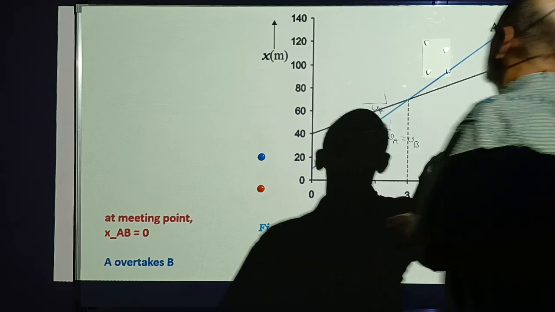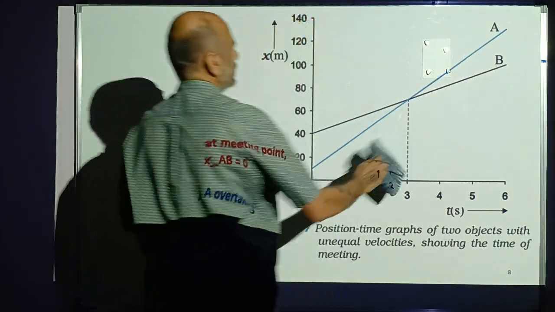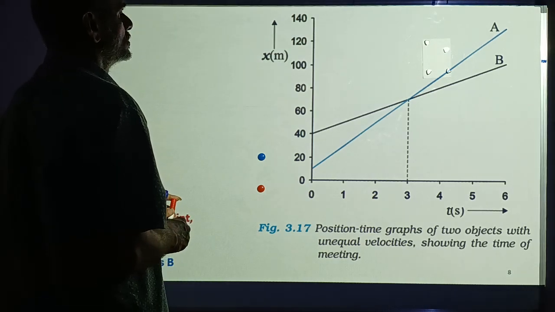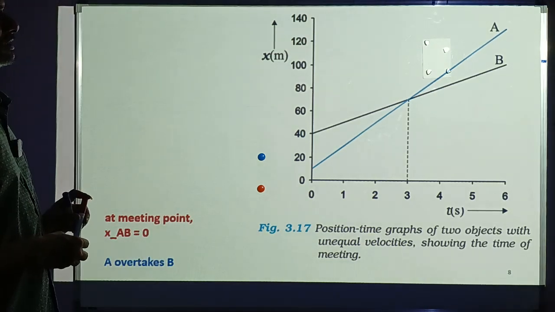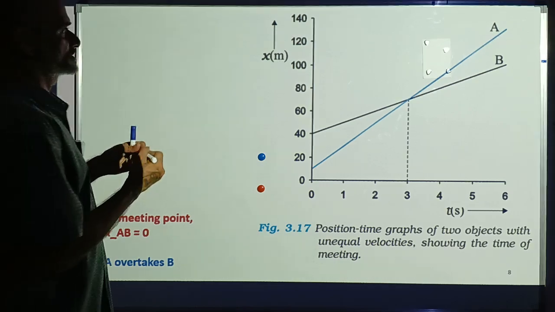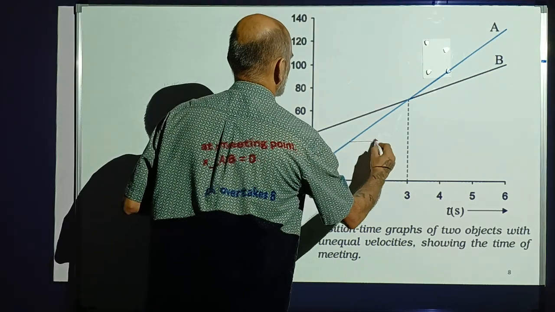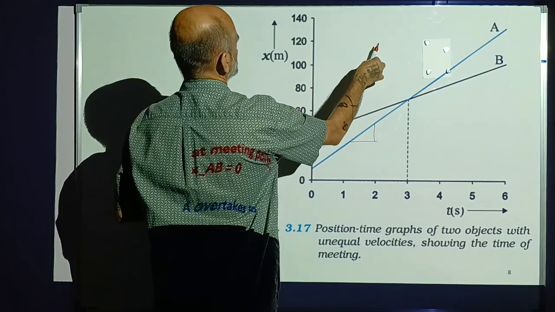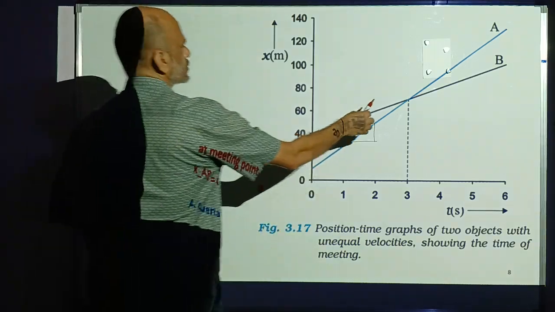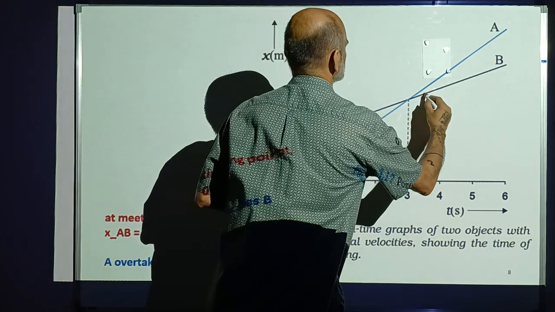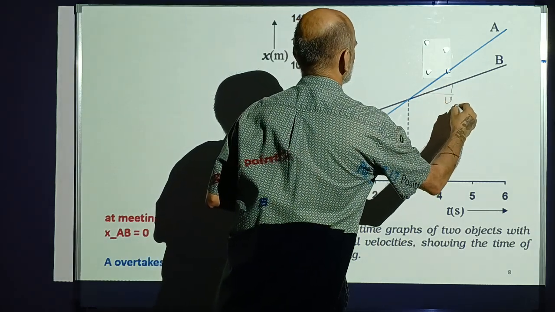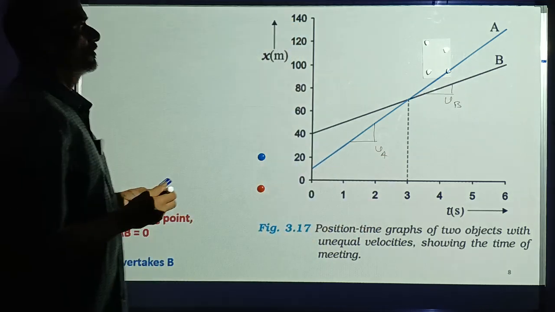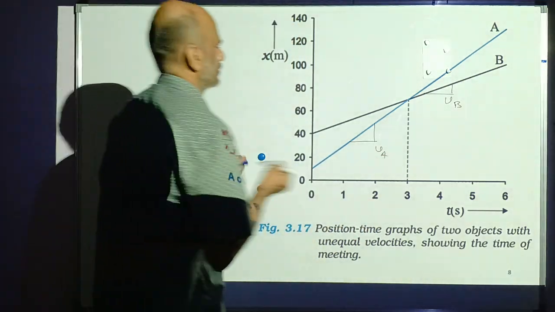Next, consider this motion. Again, two bodies A and B, so we can draw the trajectory. Here the velocity of A is greater because the slope of the A curve is more. A is steeper. This is comparatively less steep, and this is more steep. So in this case, velocity of A is more because it's more steep.